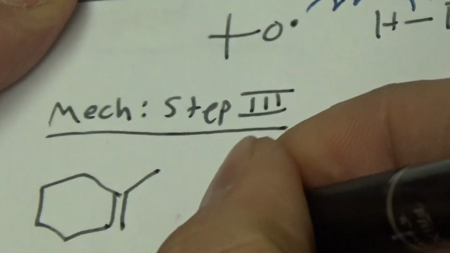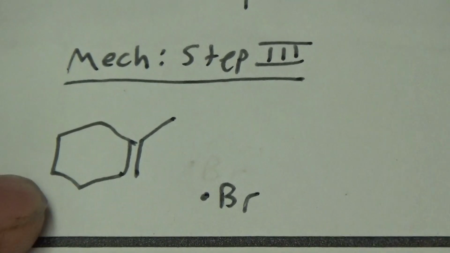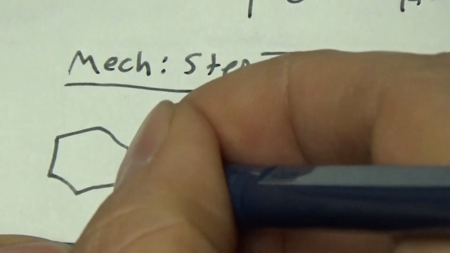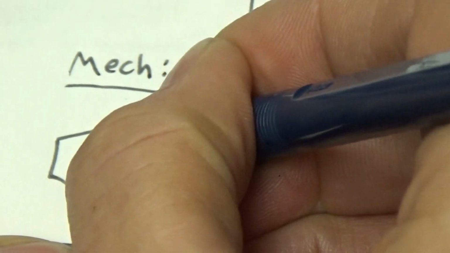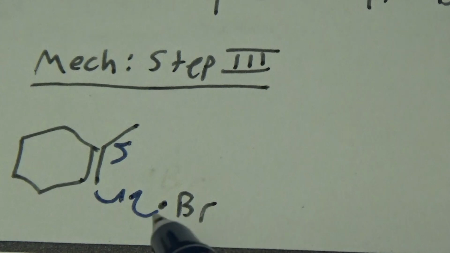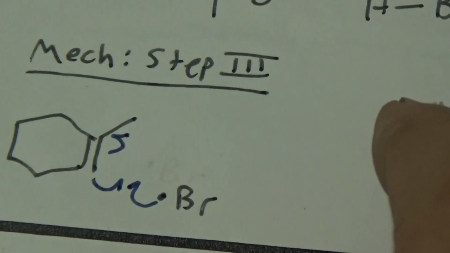Br dot. So the Br dot attacks the alkene. It's going to do three fishhooks also. So fishhook, fishhook, fishhook. And what happens to the Br? It just kind of attaches. The Br attaches to the bottom carbon.